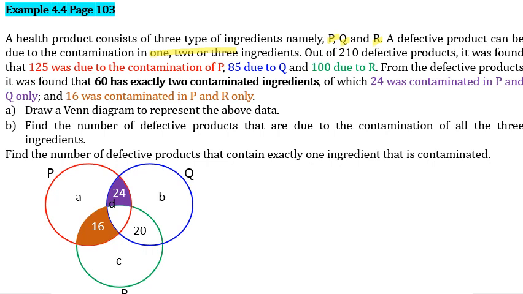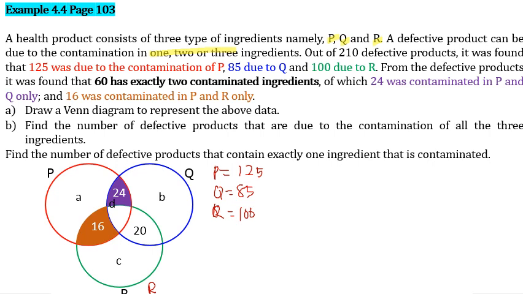First, draw the Venn diagram P, Q, and R. So this is R. From the information given, 125 was due to the contamination of P, Q is 85, and R is 100.